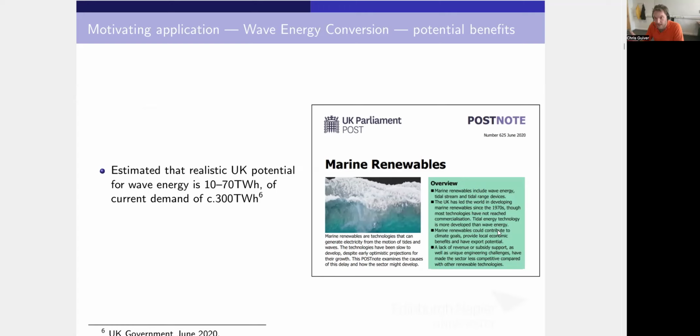The UK is an island. It's got a favourable geography for renewable wave energy. And so in 2020, the UK government produced the following report, which highlights that between about 3 and 20% of UK electrical energy needs could be met by wave and tidal energy. So whilst that's not everything, it's not nothing. It could contribute as part of a portfolio of renewable energy.